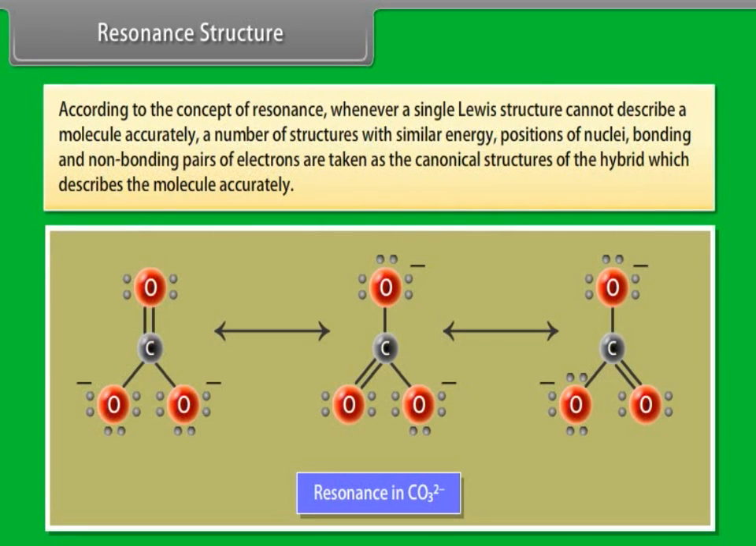Resonance structure. According to the concept of resonance, whenever a single Lewis structure cannot describe a molecule accurately, a number of structures with similar energy, positions of nuclei, bonding and non-bonding pairs of electrons are taken as the canonical structure of the hybrid which describes the molecule accurately.